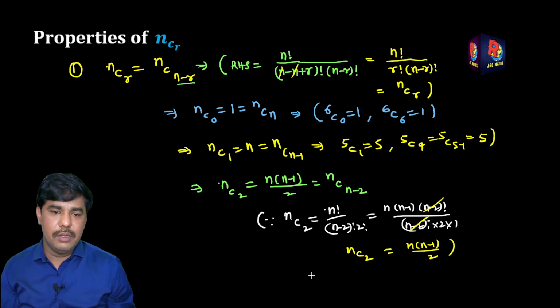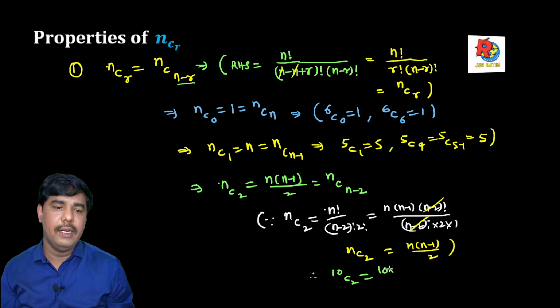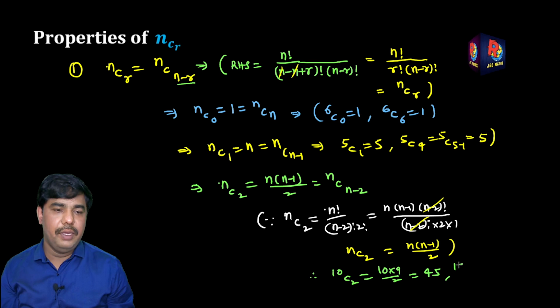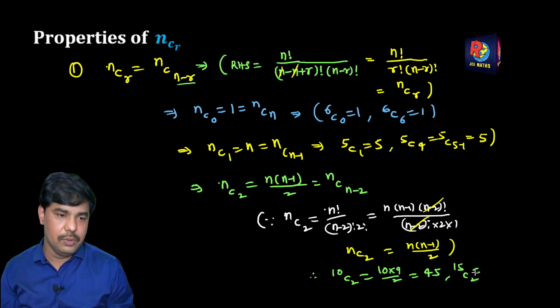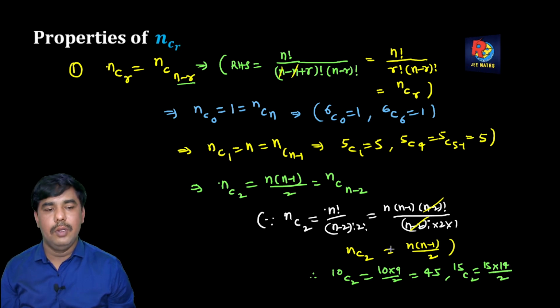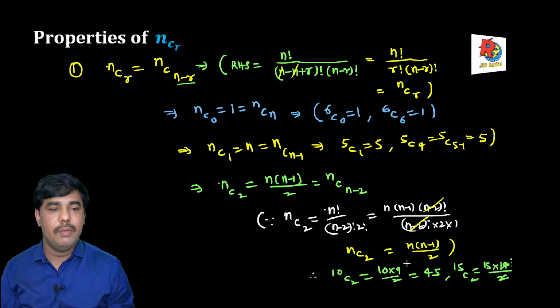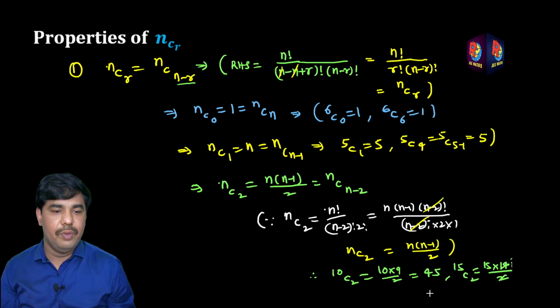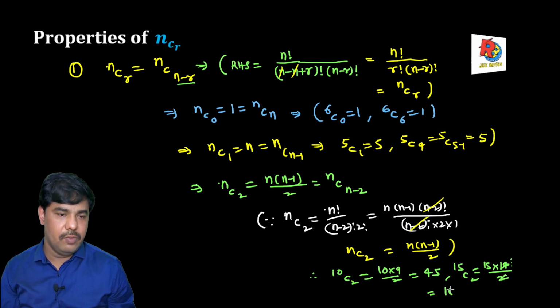So here you can observe it. If it is 10C2, simply we need to write 10 into 9 by 2. So it will be 2 5s are 10, 5 9s are 45. If it is 15C2, so 15 into 14 by 2. Here 2 7s are 14, so it will be cancelled. So 15 sevens means 105 is the answer.